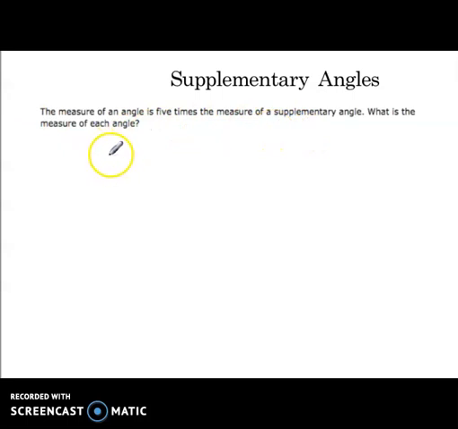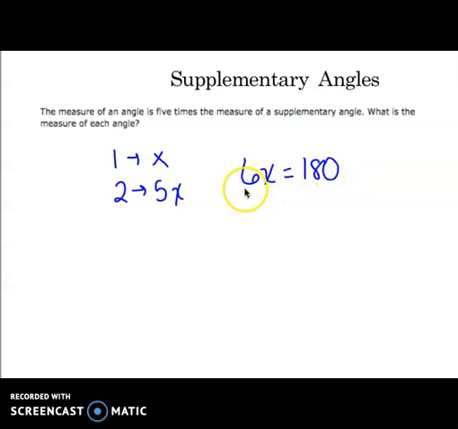So the measure of an angle is 5 times the measure of its supplementary angle. So we let the first one be x. The second one, if it's 5 times it, would be 5x. So we know it's 6x because they're supplementary, their sum is 180 degrees. So I divide by 6 to both sides and I get x to equal 30.